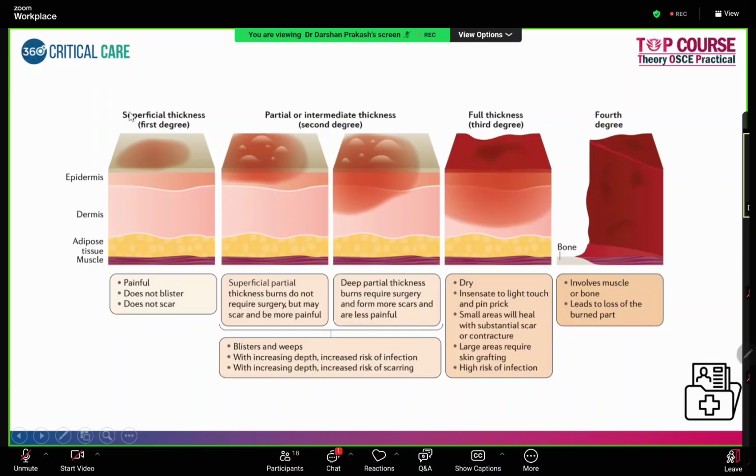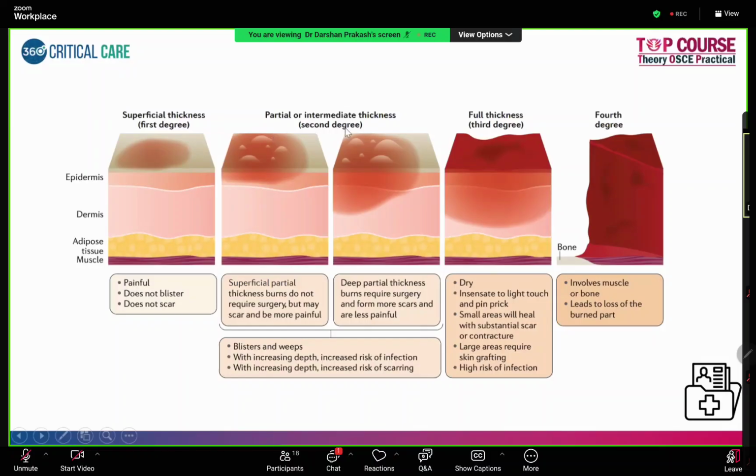If it is only the superficial thickness of the skin which is involved, it causes first degree burns, and it is characterized by pain. What is important to know is, apart from pain, there will be no blistering or scarring. Here the skin will appear like how it was previously, or it will leave a very small mark.